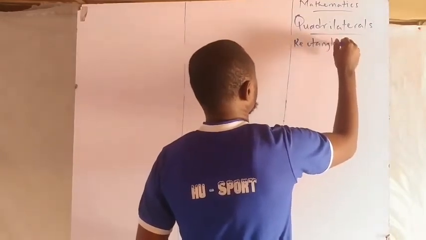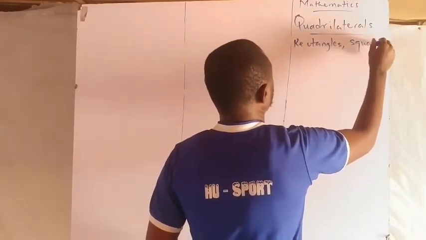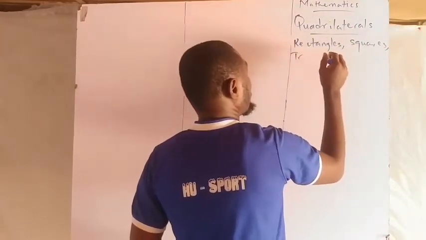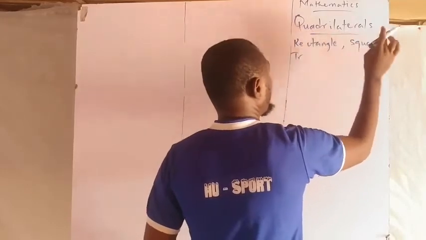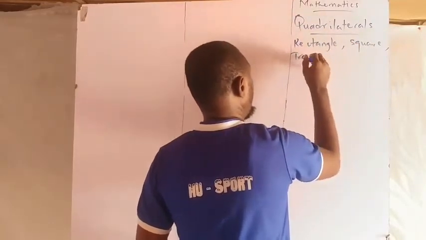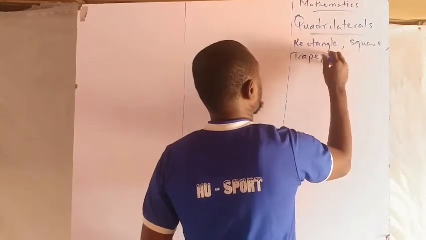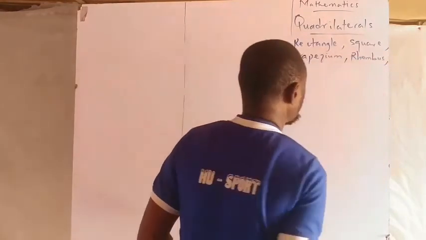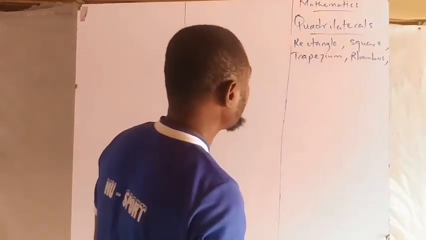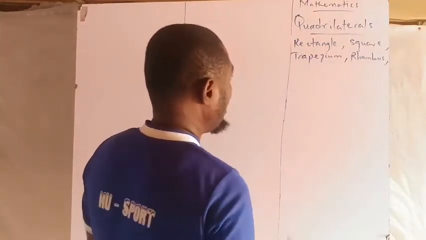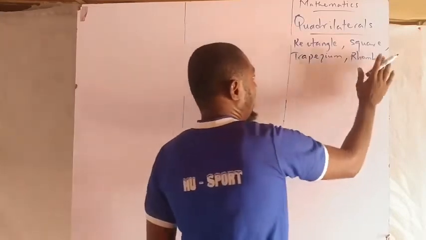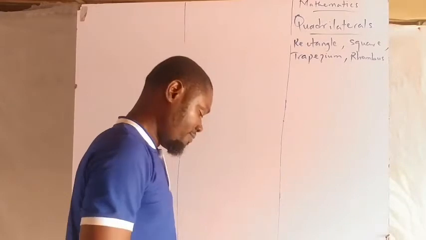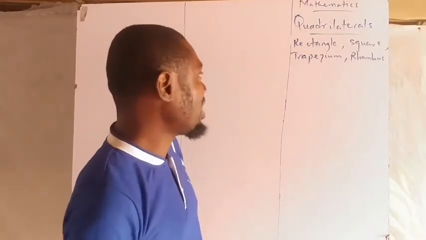Rectangles, squares, trapezium, rhombus. Yes, these shapes are quadrilaterals because they have four sides.